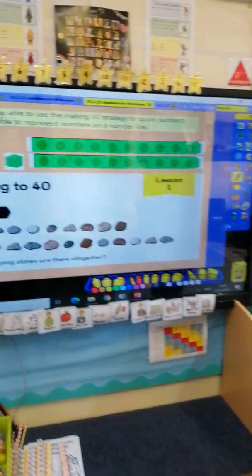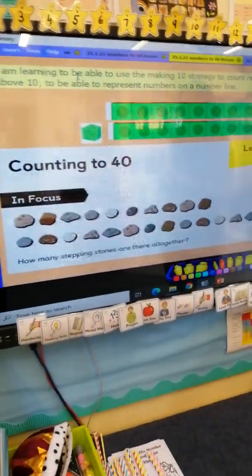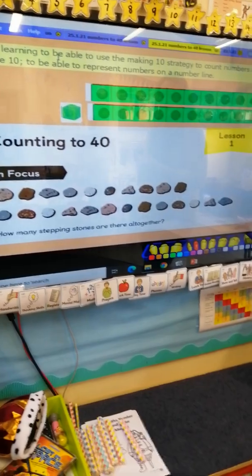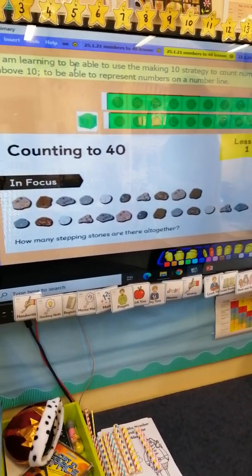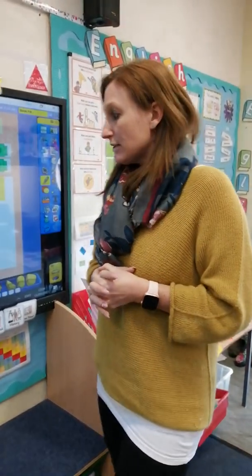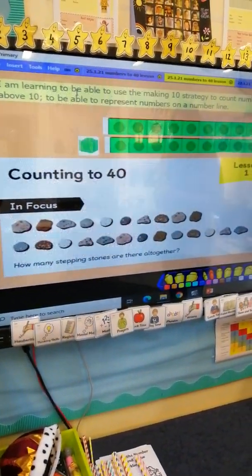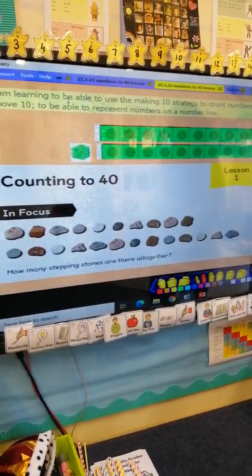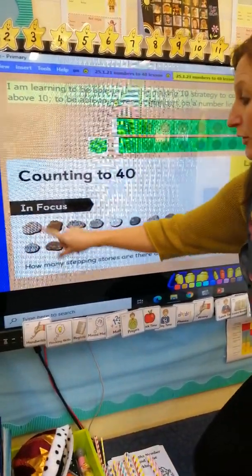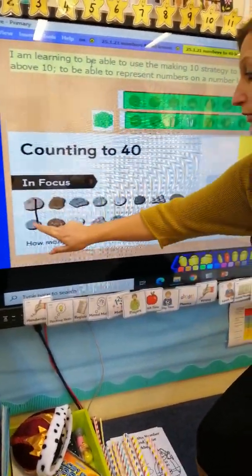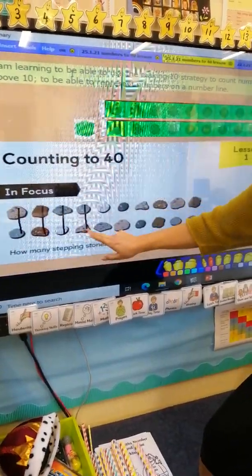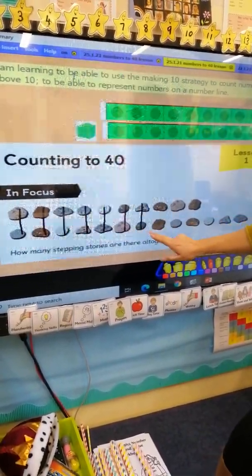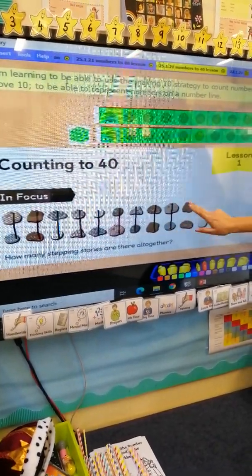So if we have a look here at counting the pebbles, how many stepping stone pebbles are there altogether? Now I could just count in ones, couldn't I? I could go 1, 2, 3, 4, 5, 6, 7, 8, but that will take forever. So the quickest way, what could I do? How could I count these? What might be an easy way of counting them? That's right, we could count in twos or we could count in tens because we can see here we've got groups of 2, haven't we? We could go 2, 4, 6, 8, 10, 12, 14, 16, 18, 20.